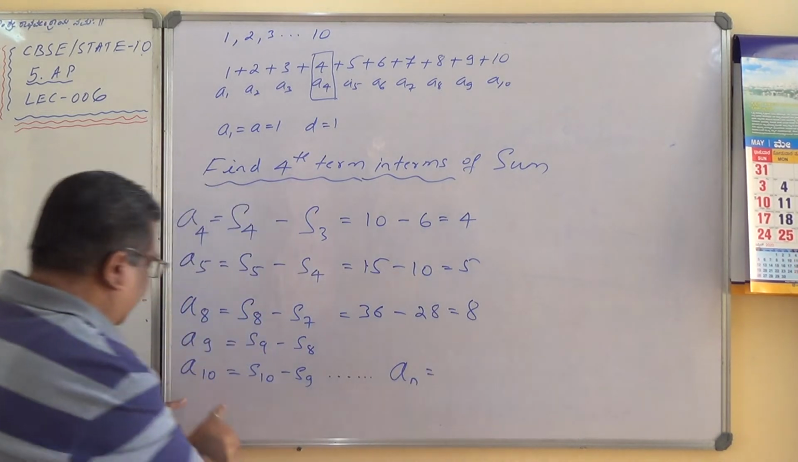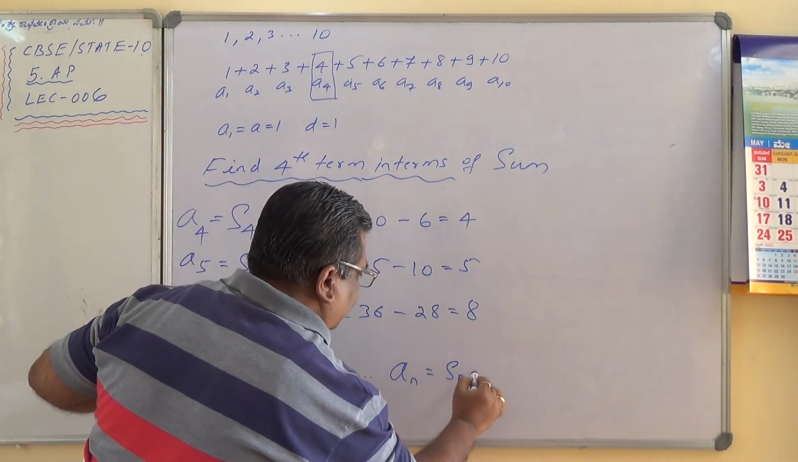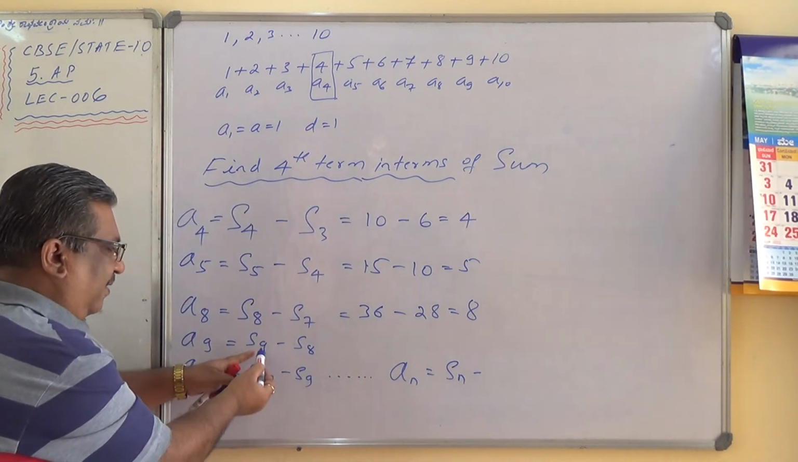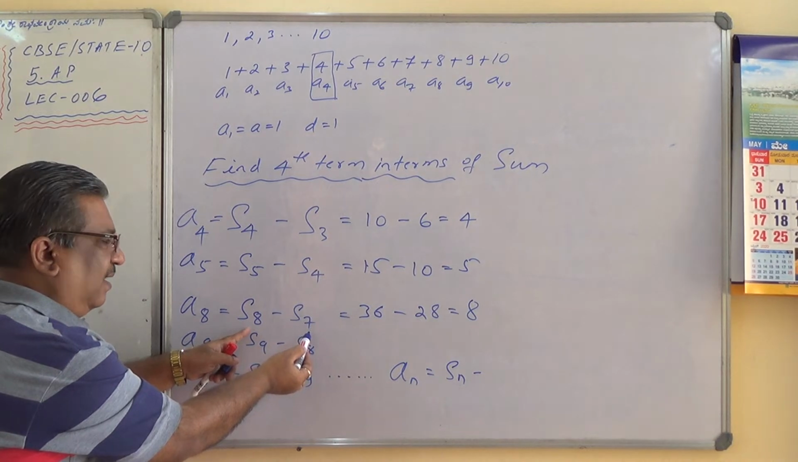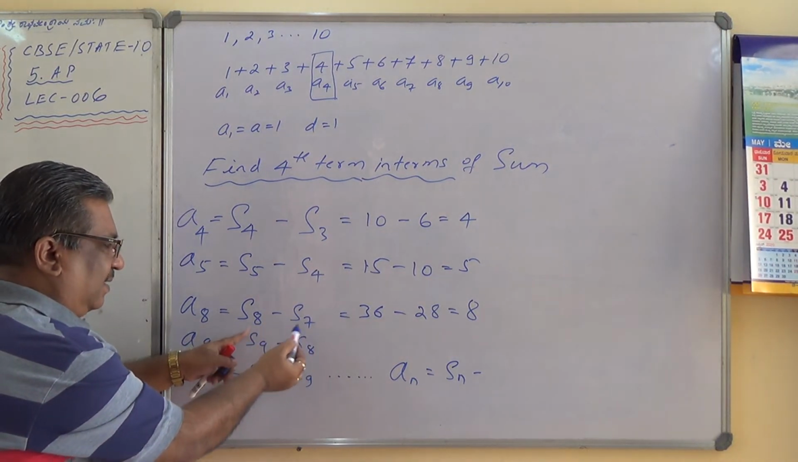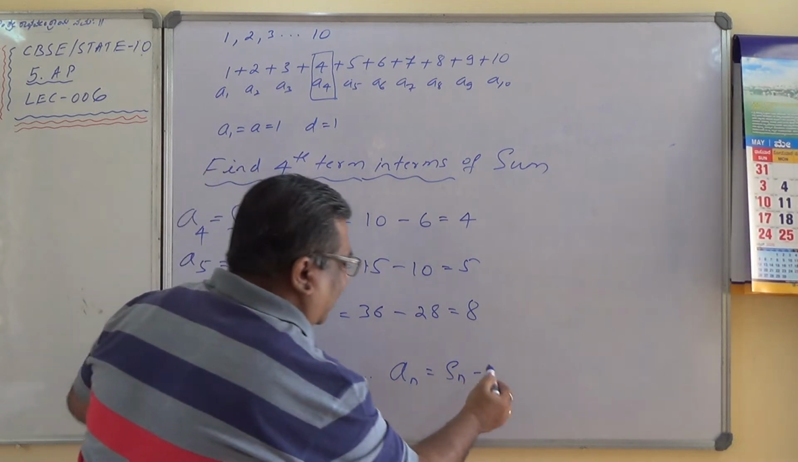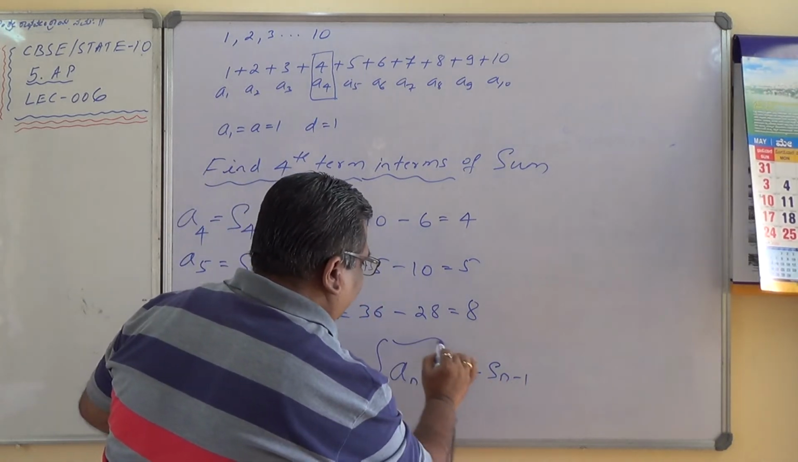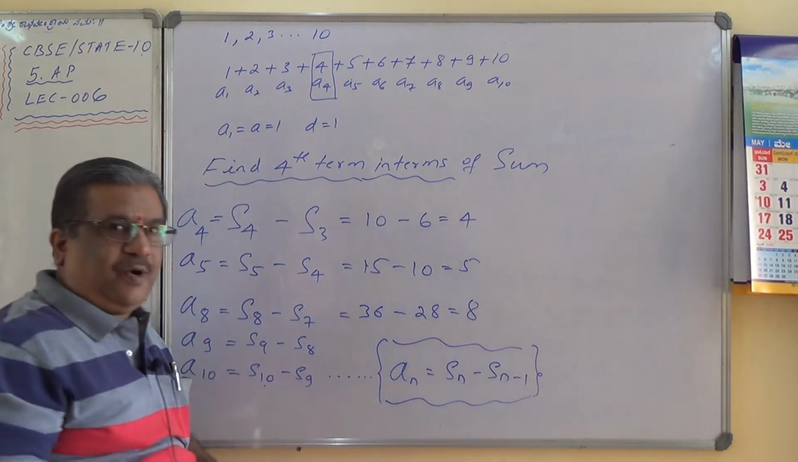An equals Sn minus, here if it is 10, here it is 9. Here if it is 9, here it is 8. Here it is 8, it is 7. If it is 8, 1 less. If it is 9, 1 less. If it is 10, 1 less. If it is n, 1 less. Yes, n minus 1. Dear students, this is the formula that I was interested to talk about.